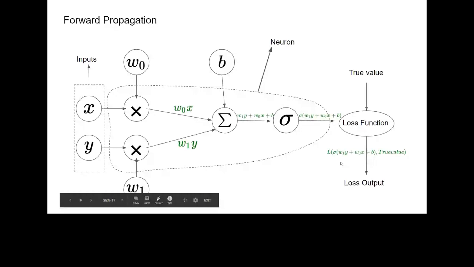So this is what is known as forward propagation. So we get a loss output here. Now the thing is, initially these weights were given random values, and we got some random output here. Now we want to minimize this loss function. So the idea is we want to propagate the error back towards all these weights to update them.